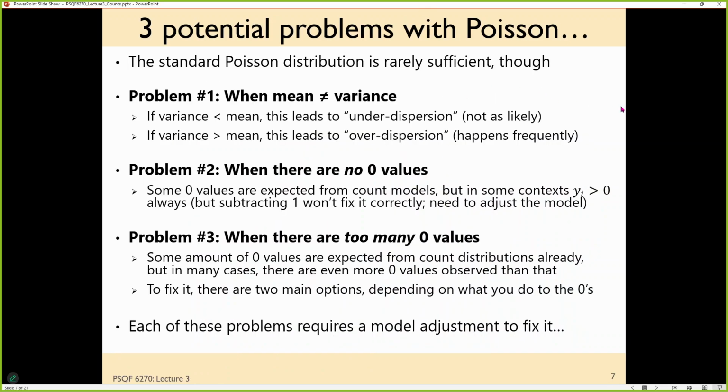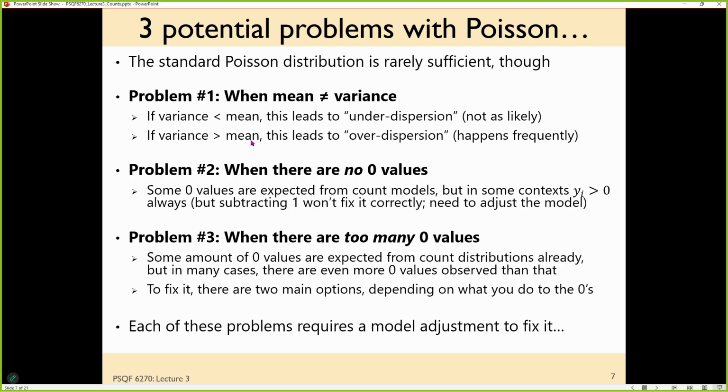So here's the 3 problems that Poisson runs into in practice. Number 1 is the most common, when the mean and the variance want to be different numbers. It can go either way. So these are some new vocabulary words. If the variance is less than the mean, that is called under dispersion. So dispersion means how spread out things are. So it's squished. Highly platykurtic, as opposed to leptokurtic, kind of like this one.